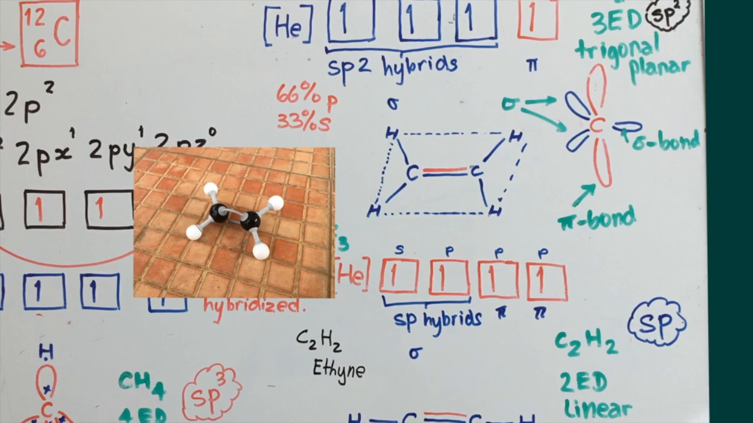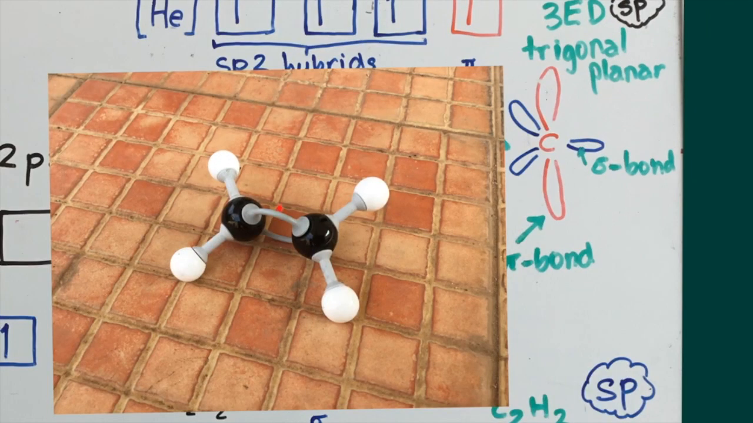3 of the bonds are sigma bonds coming from the sp2 hybrid orbitals. The 4th bond that belongs to this 3rd electron domain comes from the overlap of the free p orbitals. This is known as a pi bond. One domain here with 2 bonds, the sigma bond resulting from the sp2 hybrid orbitals, and the second part of the double bond resulting from the overlap of the free p orbitals, the pi bond.